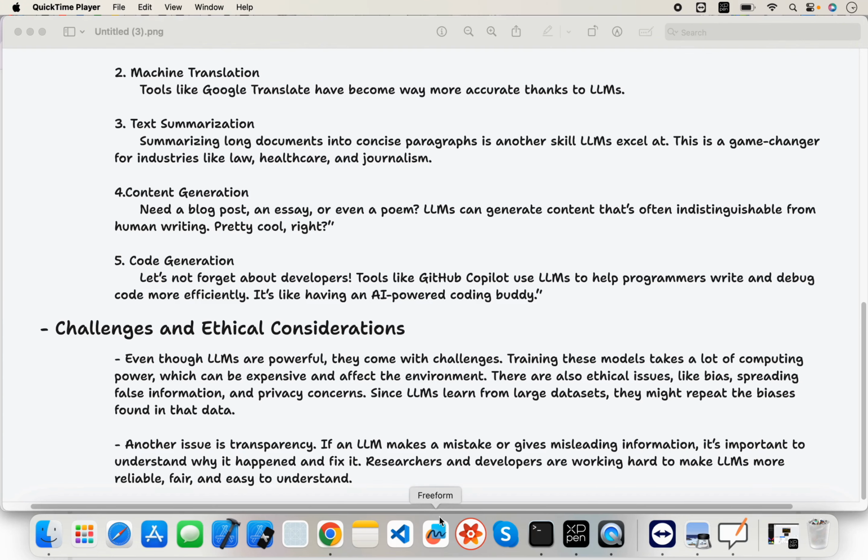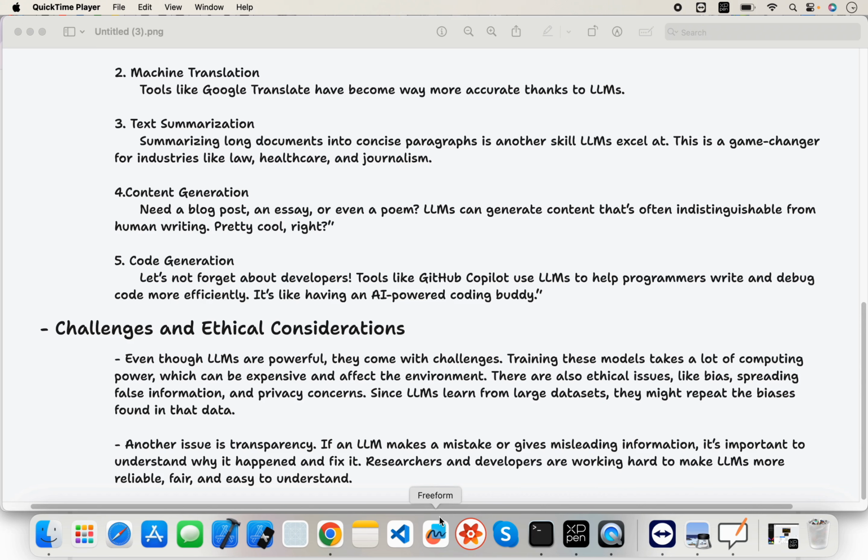Okay, second thing is there are also ethical issues like bias, spreading false information, and privacy concerns, right? So, for example, if you are training an LLM on, let's say, doctors' data, the doctors' information, and in most of the documents there is a male doctor, right? Then whenever there is talk related to a doctor, that LLM will presume that the doctor will always be male, right? But doctor is not a designation which is related to gender, right? So it might happen sometimes due to the bias of the data, right?